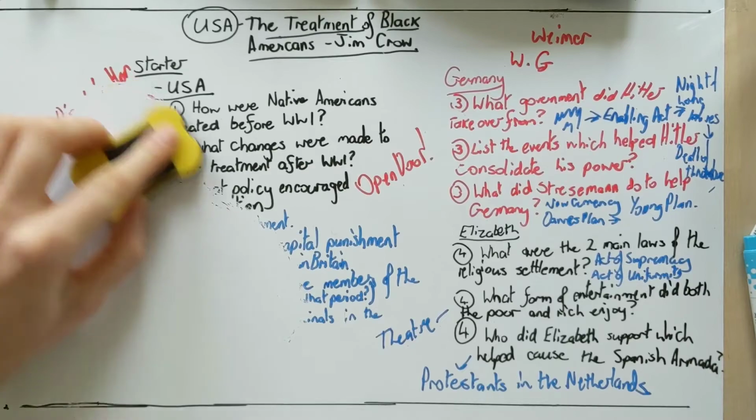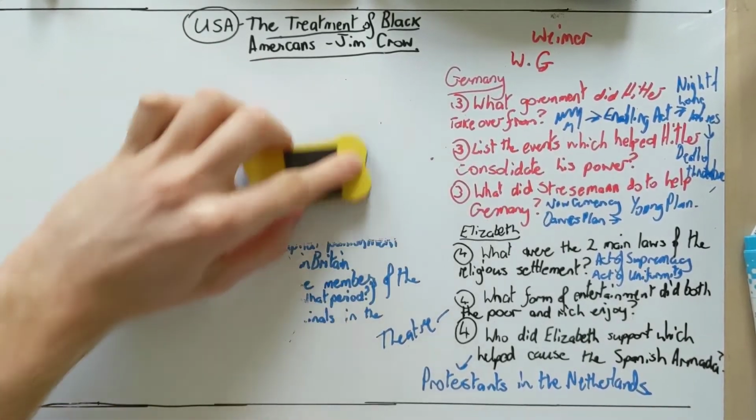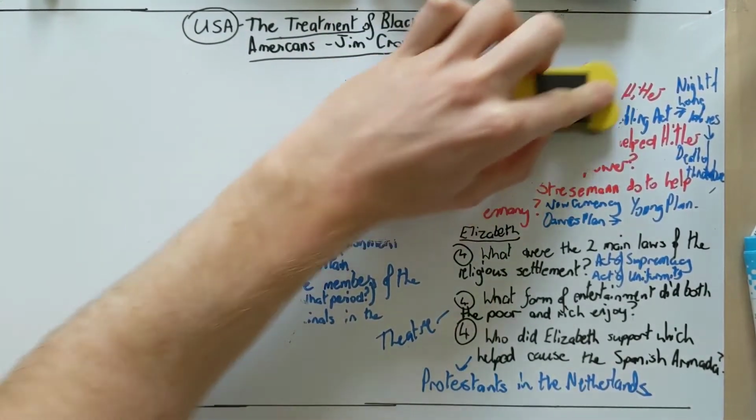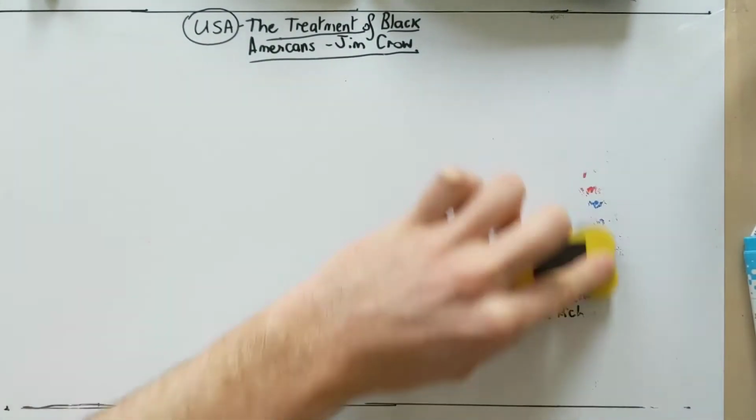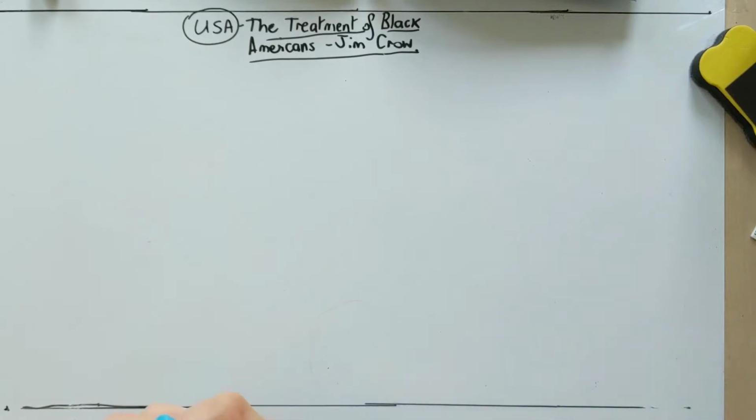Okay, so I'm just going to rub these out. And we're going to be looking at USA again, obviously, because this is the USA topic. That'd be silly not to look at USA. And we've looked at Native Americans, so now we're going to look at Black Americans and how they were treated.